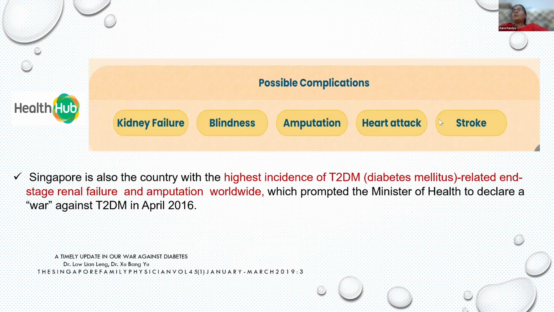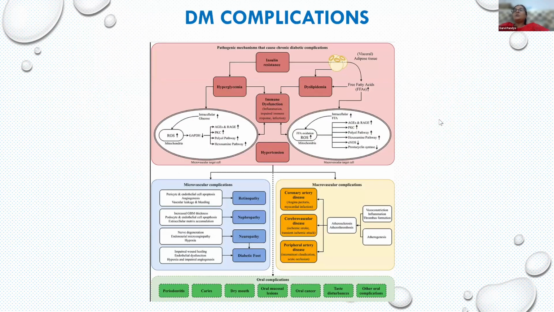So the possible complication, we are all aware that it can lead to the macrovascular, microvascular complication. But Singapore is a country with the highest incidence of diabetes-related end-stage renal failure and amputation worldwide, which made the government declare a war against diabetes in 2016. So these are the DM complications, and the underlying pathophysiological mechanism is the hyperglycemia, insulin resistance, causing the immune dysfunction.